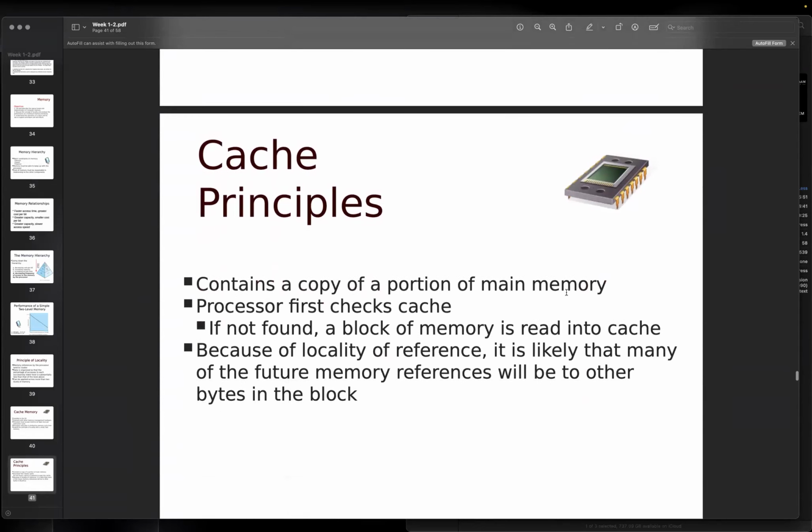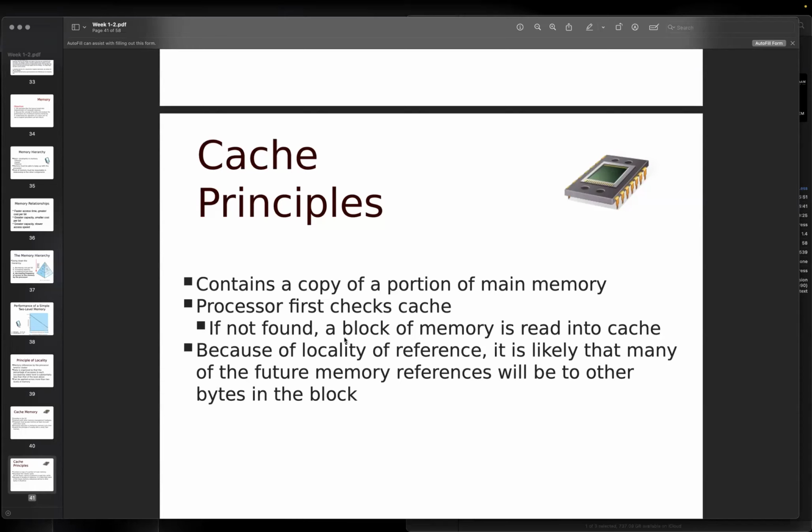When we talk about main memory, that's the RAM. Sometimes when we say main memory and secondary storage, main memory is the RAM and secondary storage means the hard drive. Because the cache memory is way faster than main memory, when we have a copy of a portion, the processor can first check the cache. If we find it, we just grab it from the cache, which is way faster. One feature of cache is that it is smaller than main memory, so we cannot put the whole copy in it. It is only a portion.